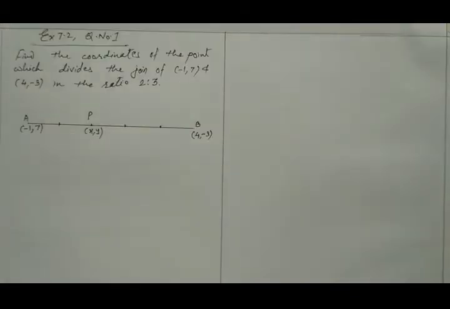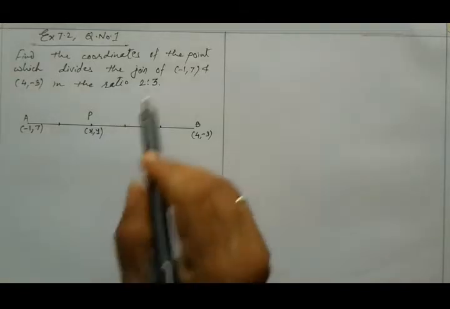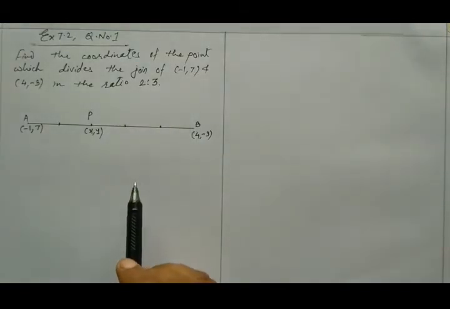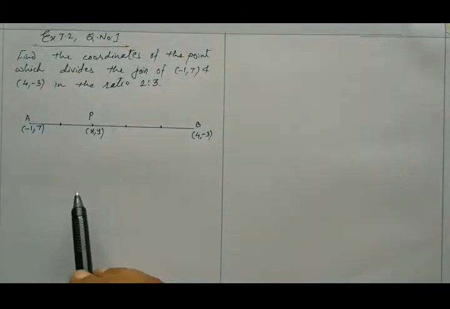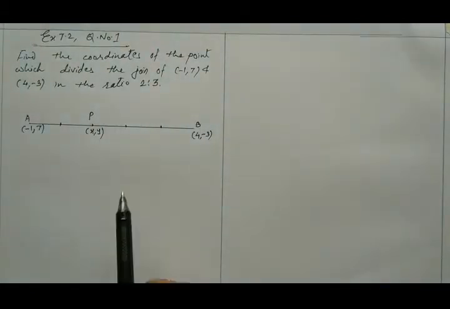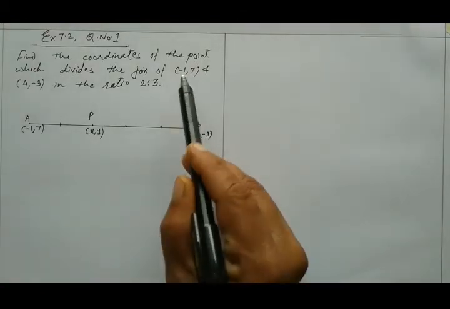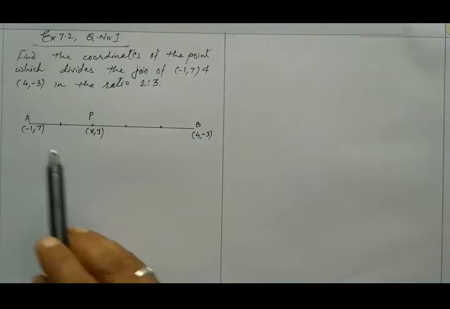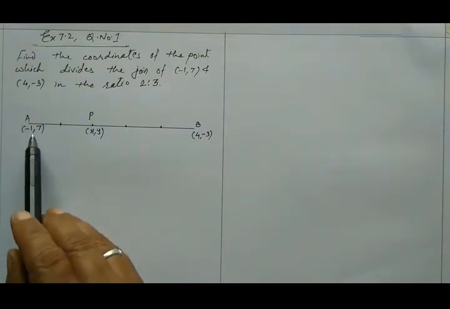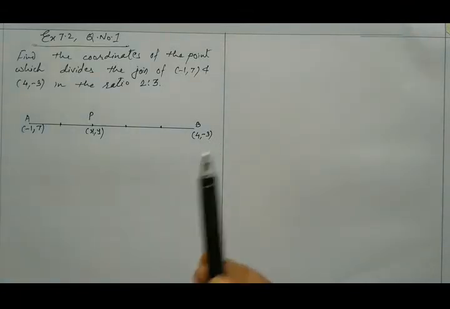Let us discuss question number 1 of exercise 7.2. Find the coordinates of the point which divides the join of (-1, 7) and (4, -3) in the ratio 2 is to 3. So I have considered this as point A and this as point B. So A is (-1, 7) and B is (4, -3).